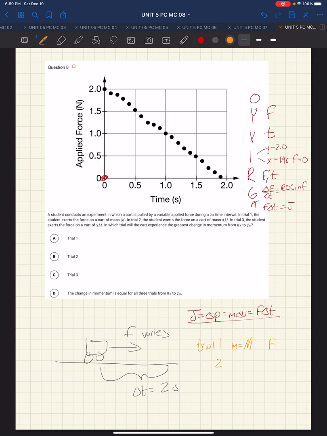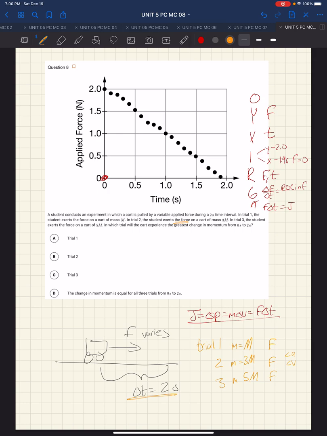In trial 2, it exerts the force, and so that means the force is the same. So it's the same force, and the mass in this case is 3 times the mass. So immediately what we should be expecting here is that if all of these are for 2 seconds, we should expect that the 3m mass will have a lower acceleration, it'll have a lower final velocity. Same force, bigger mass. And trial 3, it has a mass of 5m and the same force.